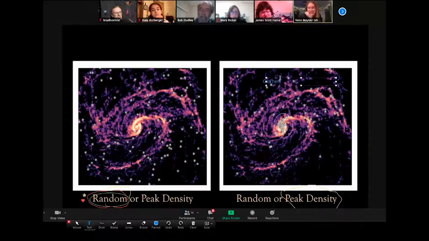You guys are so good at this. The left is random. Yep, so the left is just random and the right is just peak density. All right, so while you're circling that, I think most of you have already circled it.